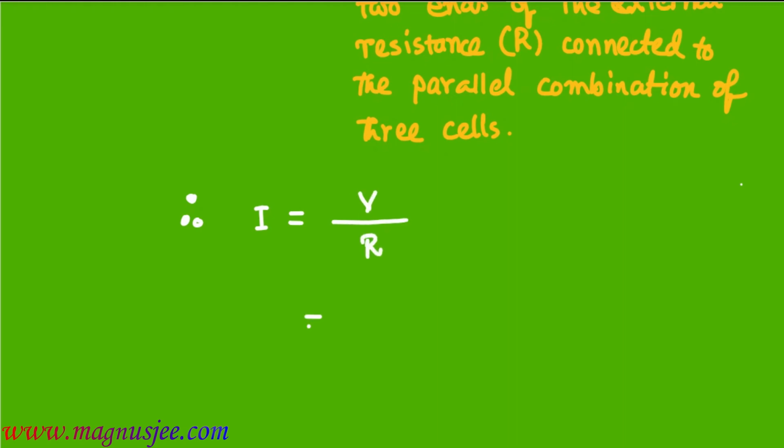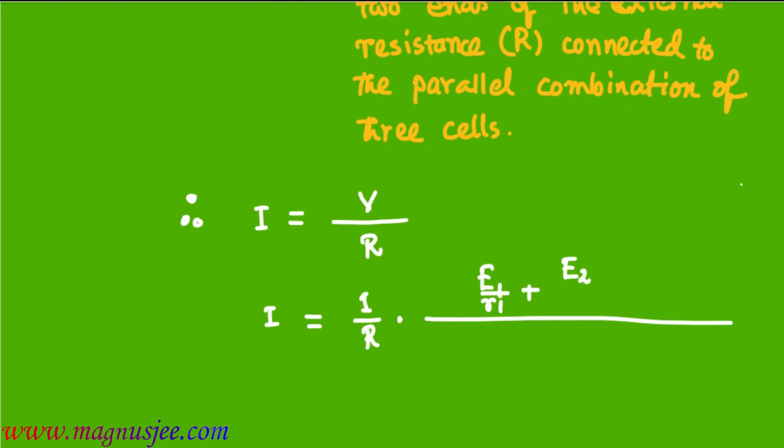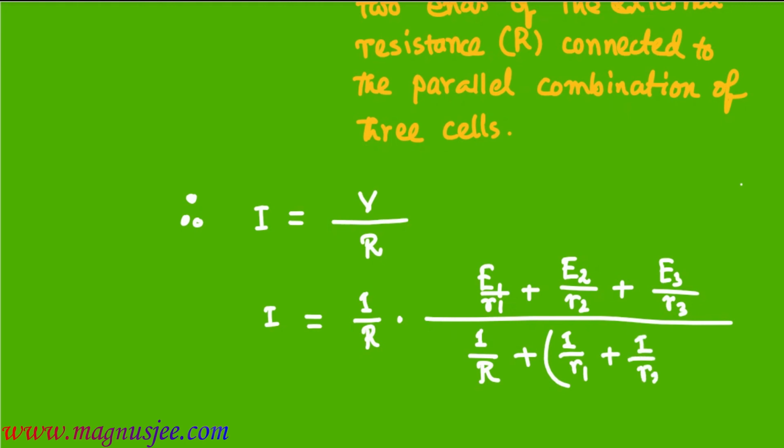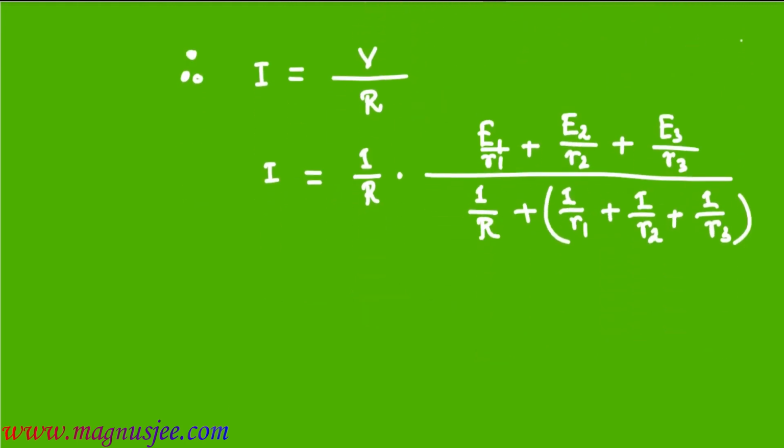The current is the potential difference across the two ends of the resistance capital R divided by R. Therefore, I equals 1 by R into E1 by R1 plus E2 by R2 plus E3 by R3, whole divided by 1 by R plus, bracket opened, 1 by R1 plus 1 by R2 plus 1 by R3, bracket closed. If we simplify, we get the expression of total current I.